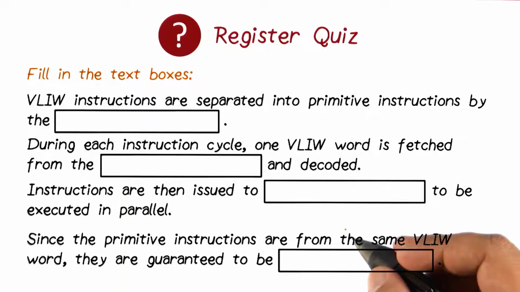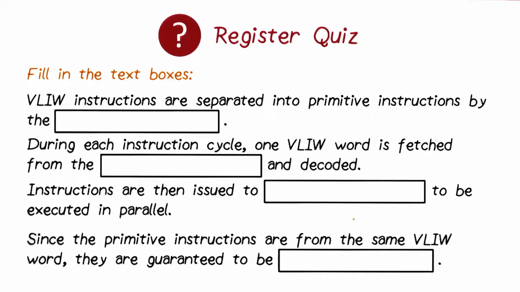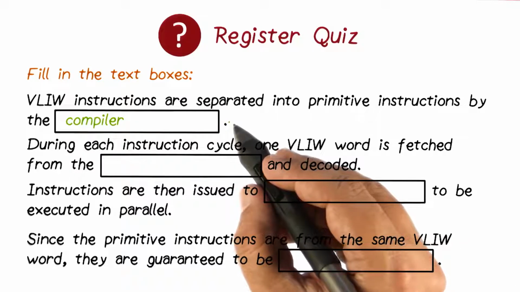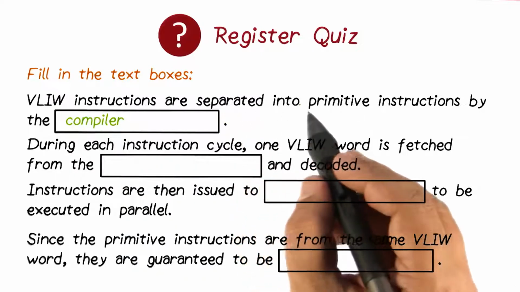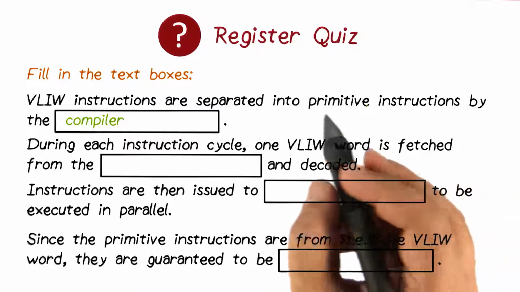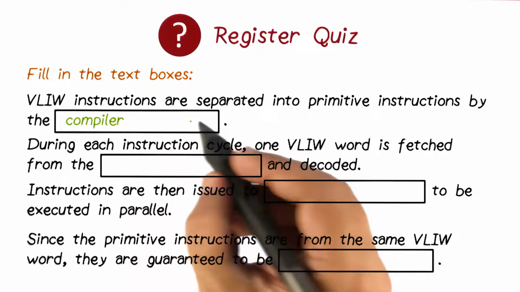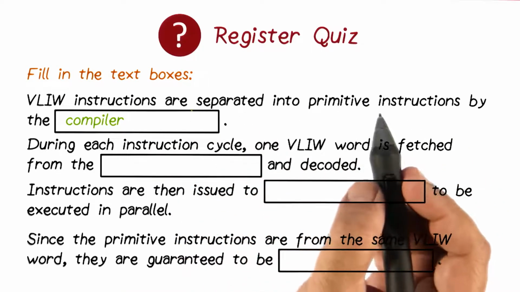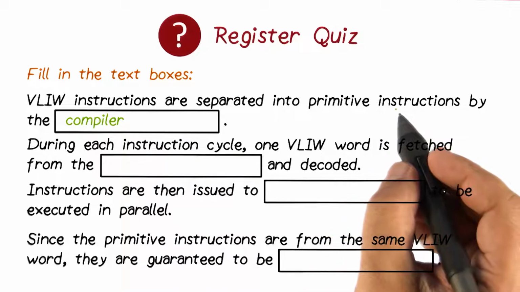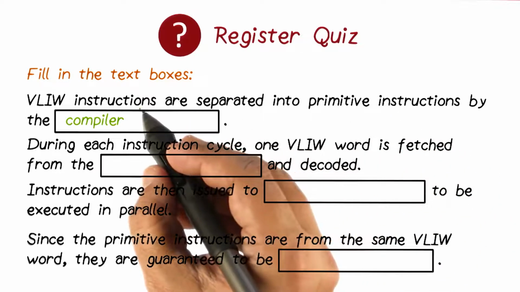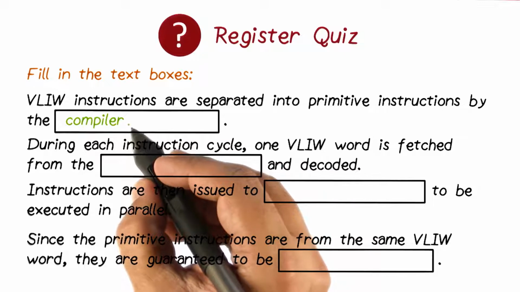So please go ahead and write your responses now. Let us take a look at the answer for the first sentence. VLIW instructions are separated into primitive instructions by the compiler. Remember the grouping of instructions, the primitive operations into a large VLIW instruction. Who does that? The compiler is the one which does it.